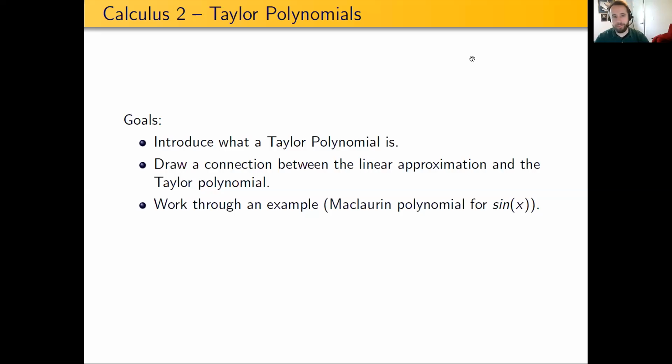All right. Hey, everybody. Welcome back. Today, we are going to be shifting gears just a little bit and talking about an object called a Taylor polynomial. Our goal in this video is to introduce what a Taylor polynomial is, draw some connections between this object and the thing that we saw in Calc 1, the linear approximation, and we'll work through an explicit example together.